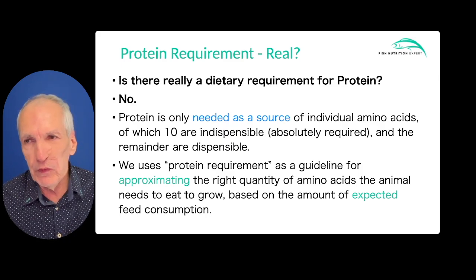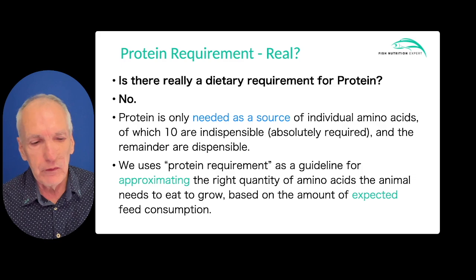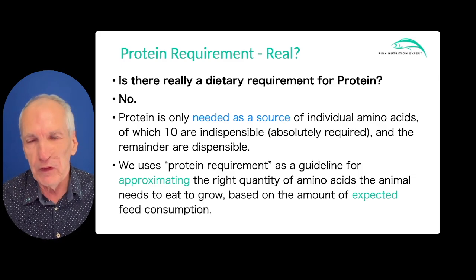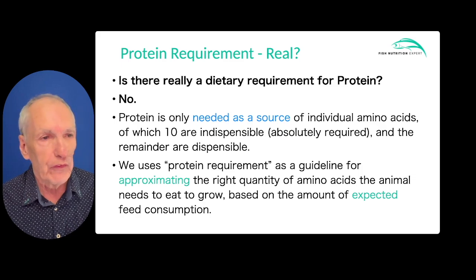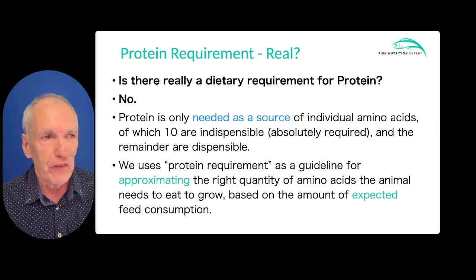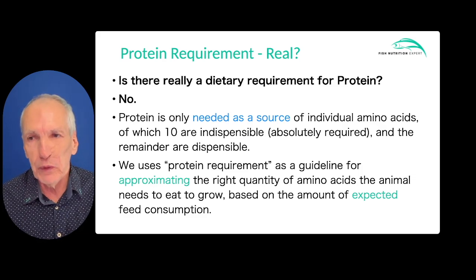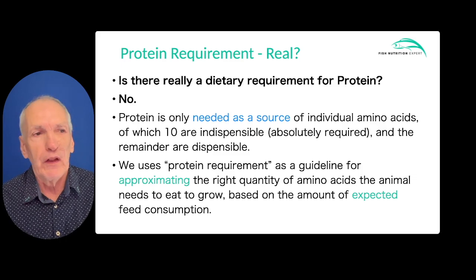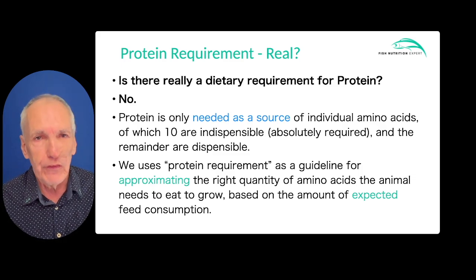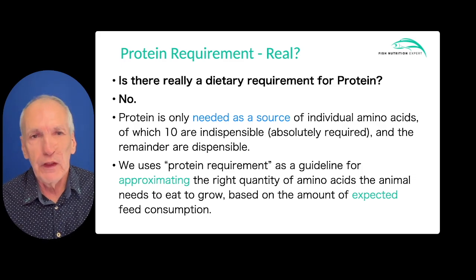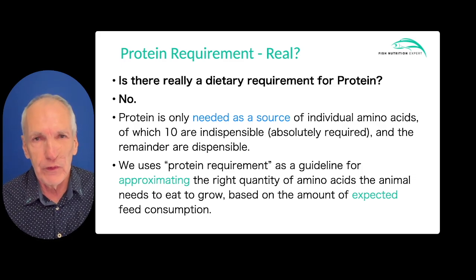So when we use protein requirement and we use this to set the approximate protein level in a diet for a certain species of fish, what we're really doing is using this protein requirement as a guideline for approximating the right quantity of amino acids the animal needs to eat to grow based on the amount of expected feed consumption.